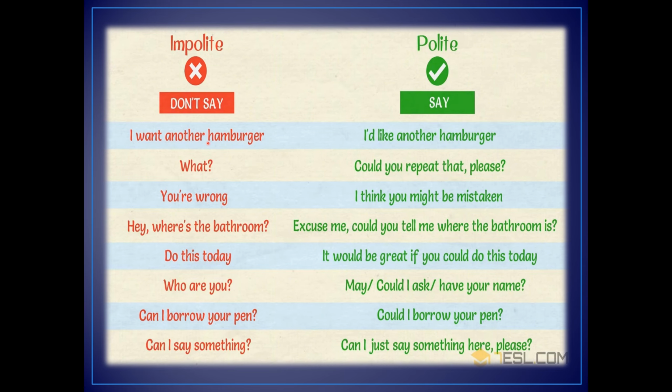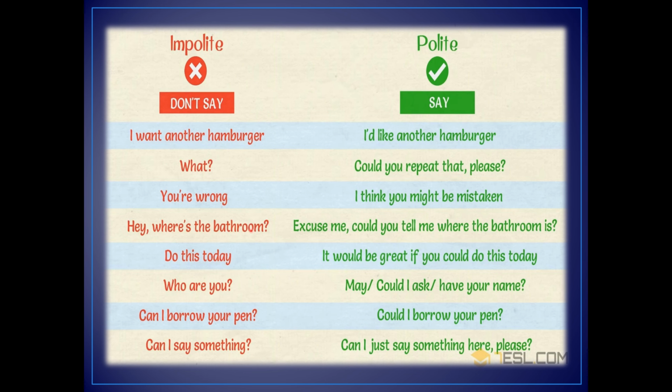Don't say, I want another hamburger, for example. Instead, if you say, I would like another hamburger, that would sound polite. If you don't get something and you want to ask the person to repeat, you would not say, what. That sounds very impolite. Instead, you would say, could you repeat that, please? Next, if you have to tell someone that they are wrong, you can say it politely, like, I think you might be mistaken.